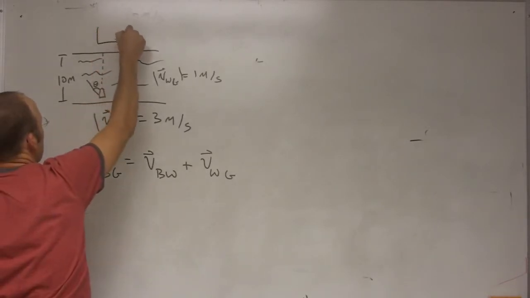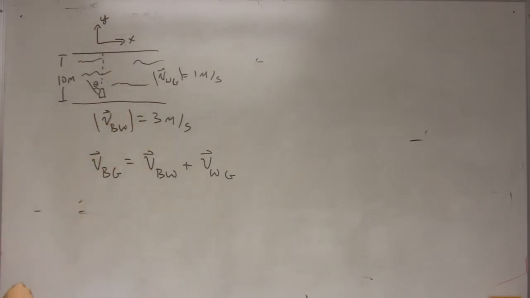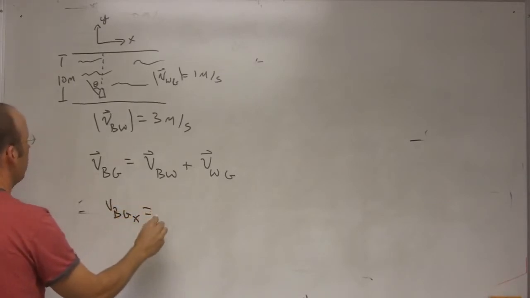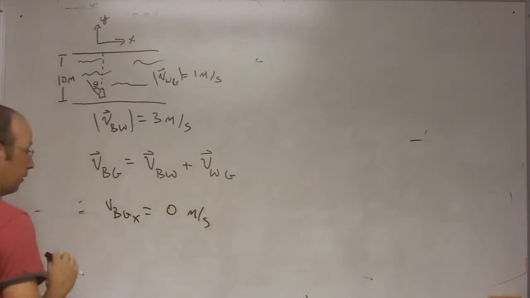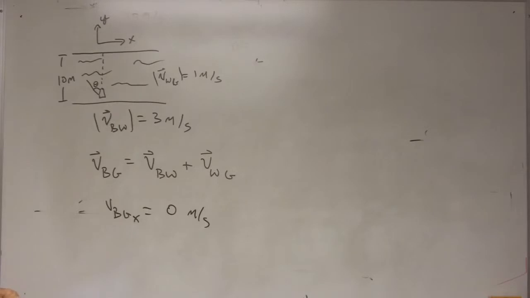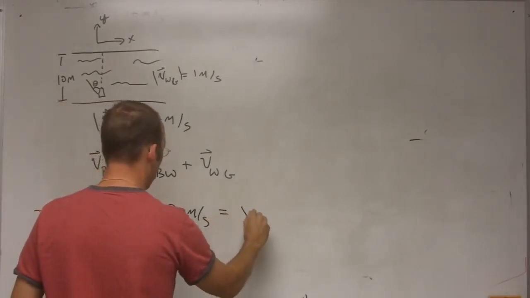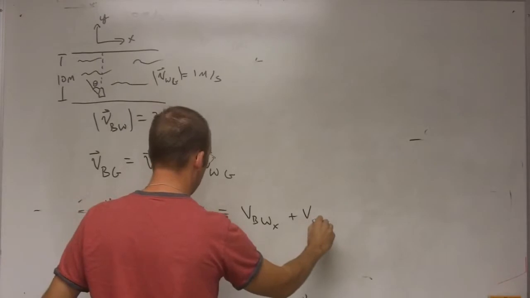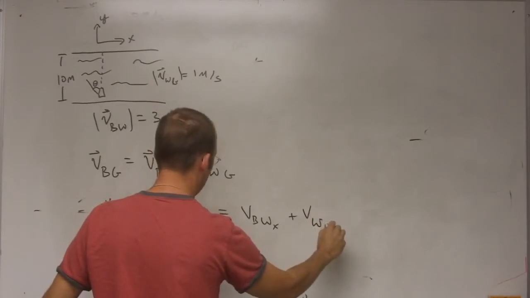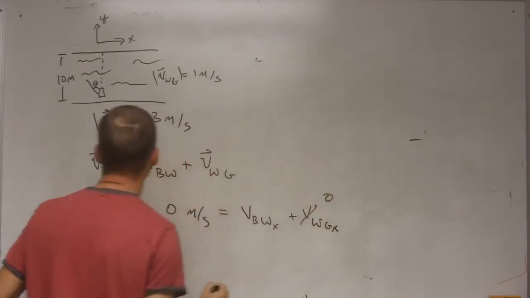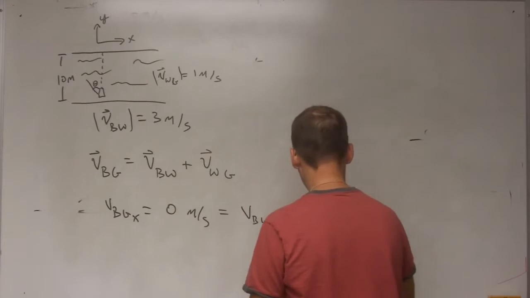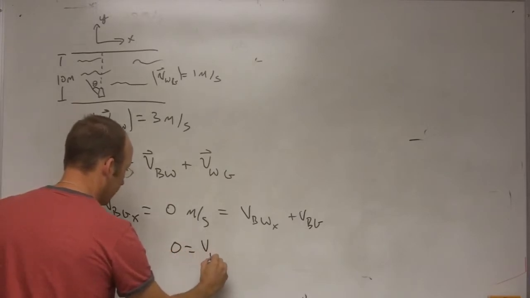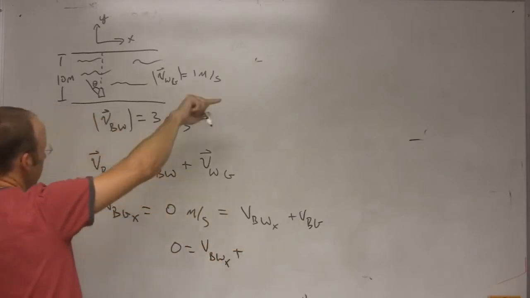Okay, so what do I know about the velocity of the boat with respect to the ground? Let me call this the x, y axis. Then I know that the velocity of the boat with respect to the ground in the x direction is going to be 0 meters per second. I want that to be true. So that's going to be the velocity of the boat with respect to the water in the x direction plus the velocity of the water with respect to the ground in the x direction, which is, oh no, I'm sorry, not 0. Okay, so that's my x direction. Then I have 0 equals the velocity of the boat with respect to the water in the x direction plus 1 meter per second.